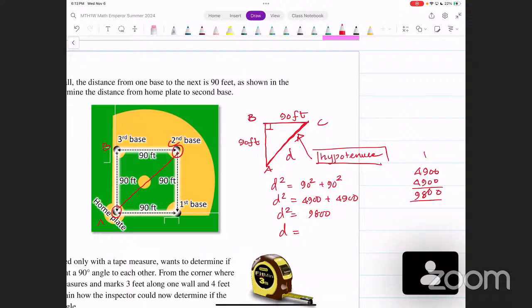So how would I find D if I know D squared is 9,800?